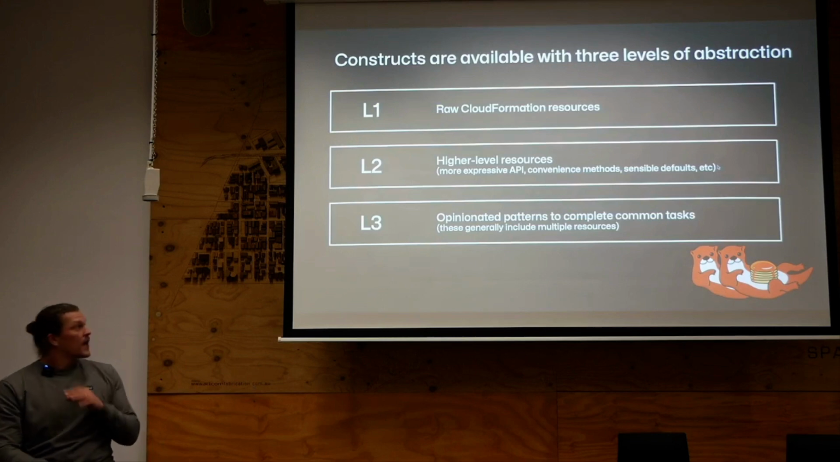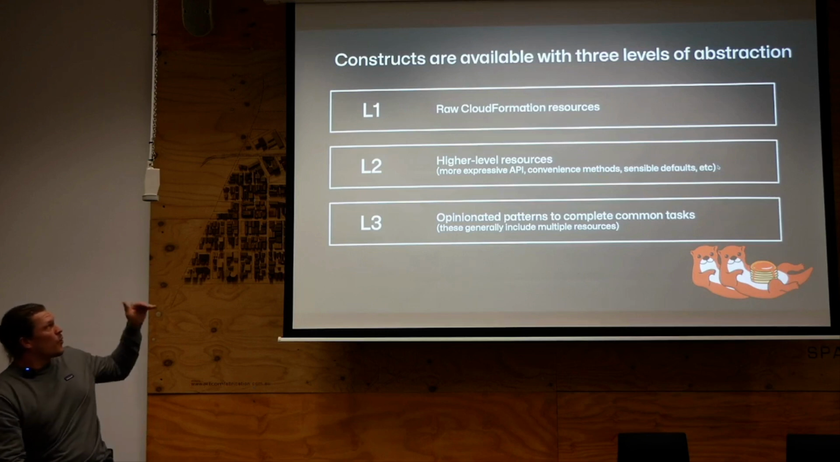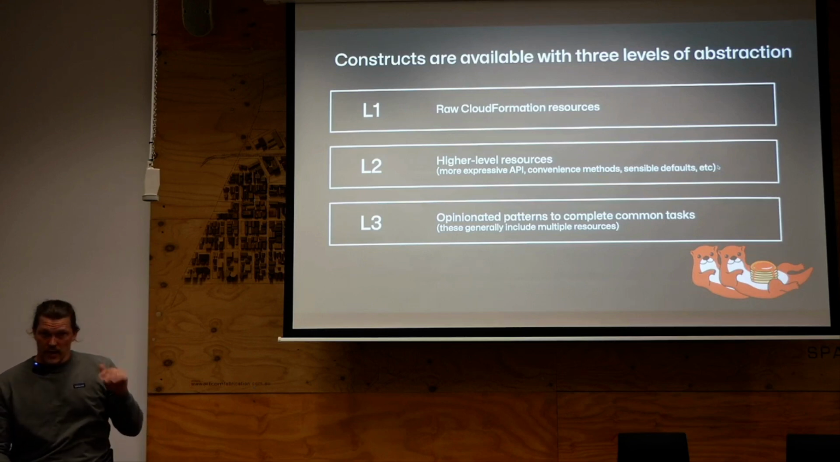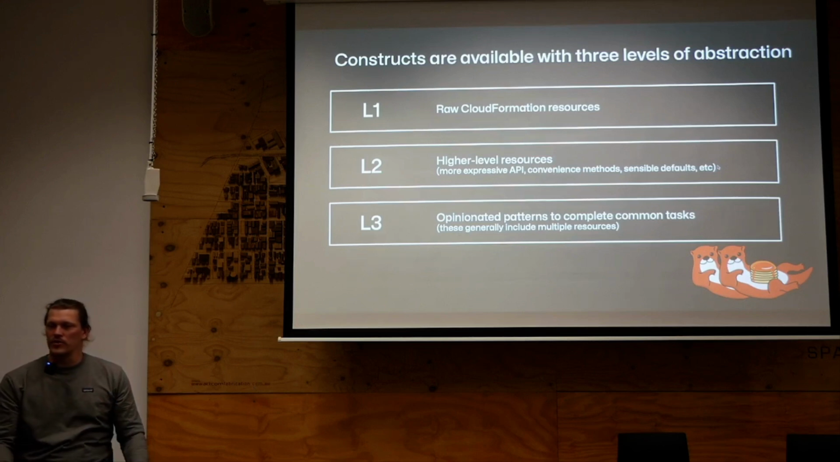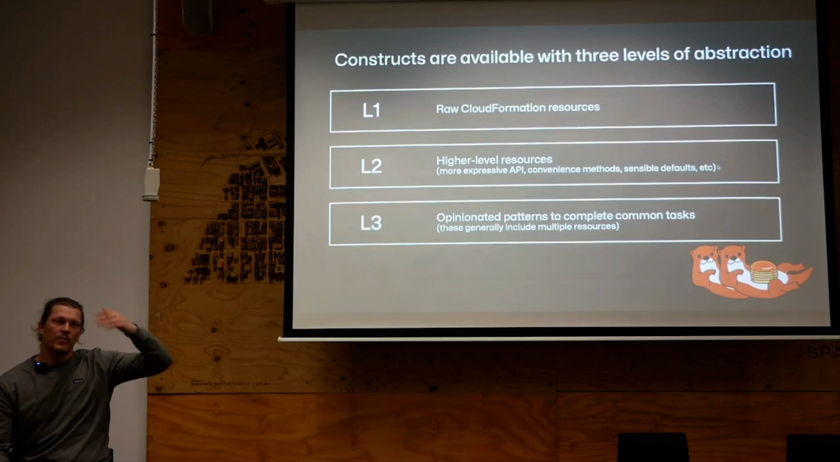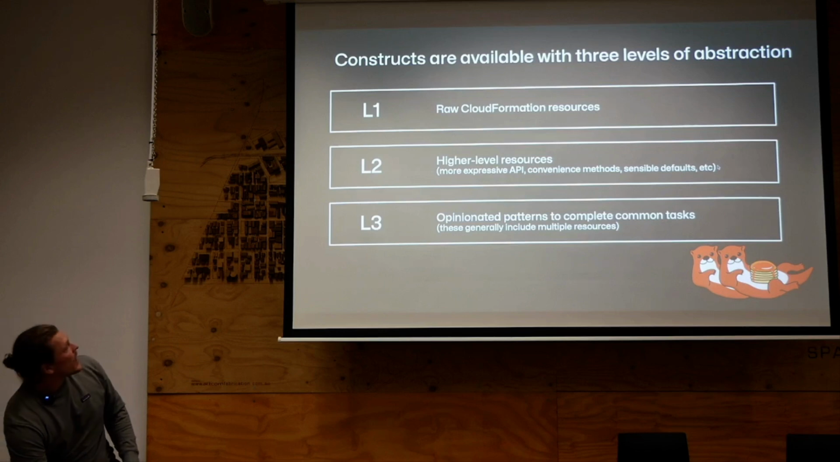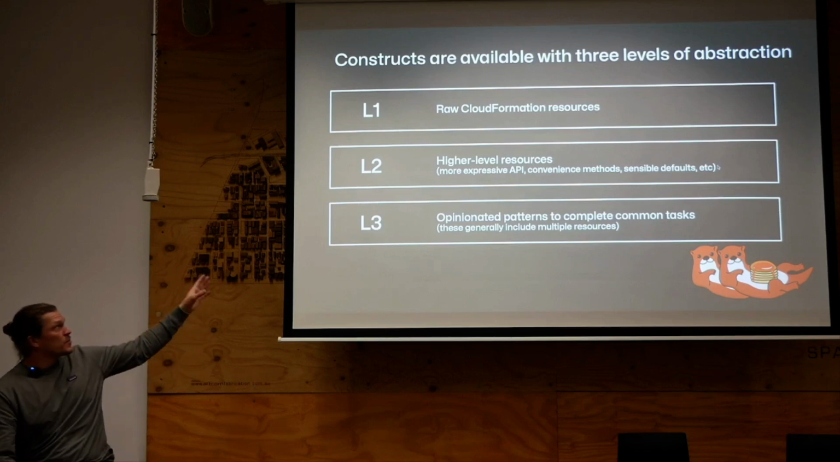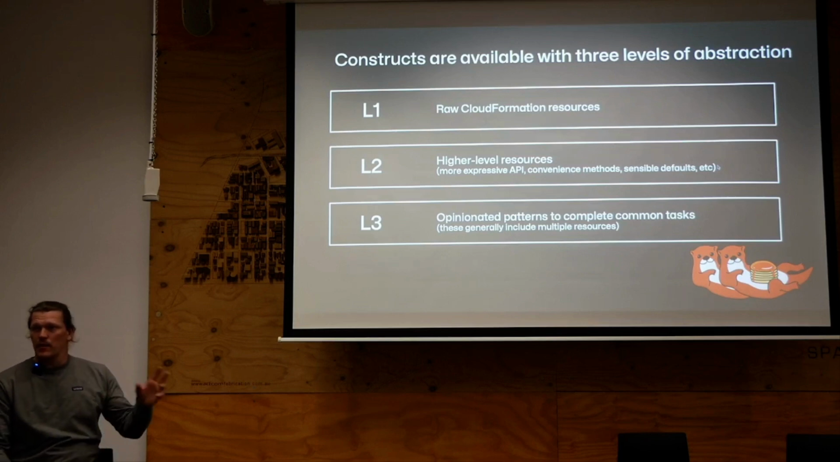So constructs. There are three levels in this hierarchy, these abstractions. Level 1 is basically a raw CloudFormation resource, which means you end up having to define all of the necessary parameters and whatnot to achieve what you're trying to do. Then there's level 2 and level 3, which move up in terms of higher-level abstractions. In the level 2s, AWS is publishing these higher-level resources which implement sensible defaults and have convenience methods so you can write less code to get the job done in a way that makes sense.